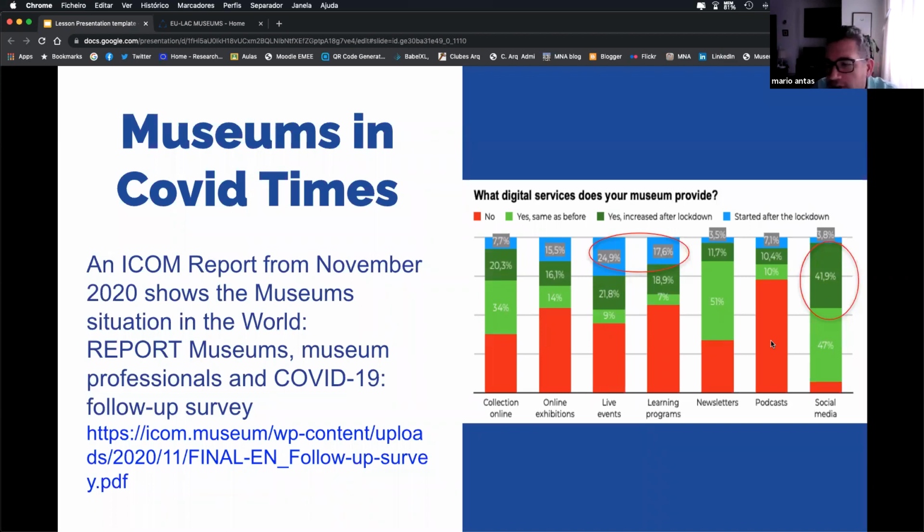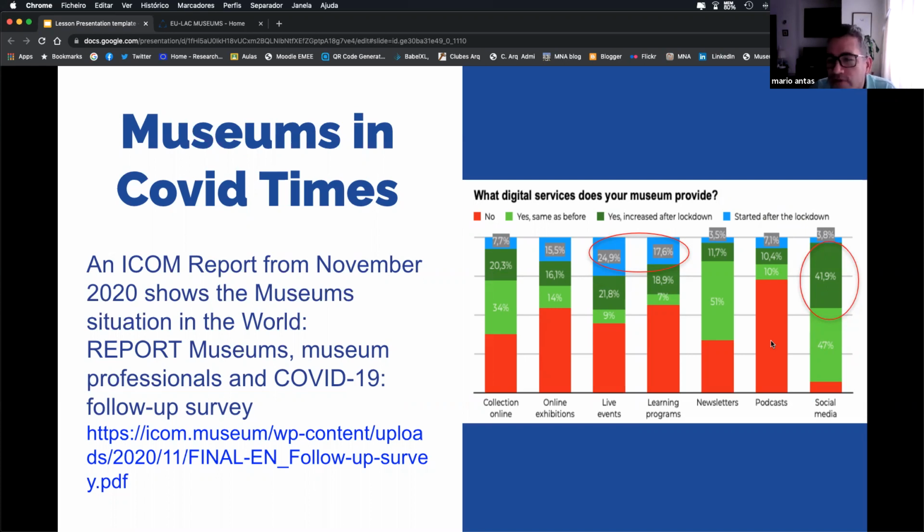And on this graphic, you can see that the majority of museums are very focused on this problem. You can see in the green bar that social media increased by 41%, during and after, especially after the lockdown. So this is very important. The museums, of course, have their social media, but with the pandemic crisis, we registered an increase after the lockdown.